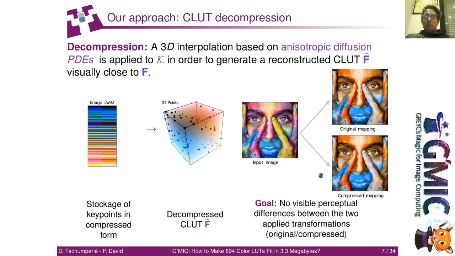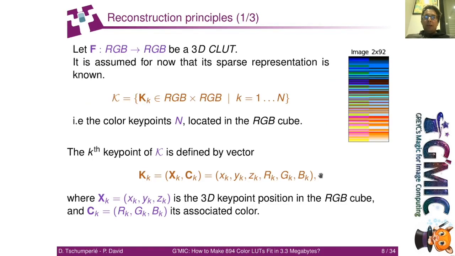For the decompression step, we define a 3D interpolation technique based on the use of anisotropic diffusion PDEs, which are also known as partial differential equations. The specific equations allow the reconstruction of a dense 3D CLUT from a set of sparse color key points, with the interesting property that the complexity of the algorithm does not depend on the number of key points, but only on the spatial resolution of the 3D CLUT we want to reconstruct. This means that whatever the number of key points is, the reconstruction time will be constant for all CLUTs with a given resolution. Let me detail a bit how the CLUT decompression algorithm works.